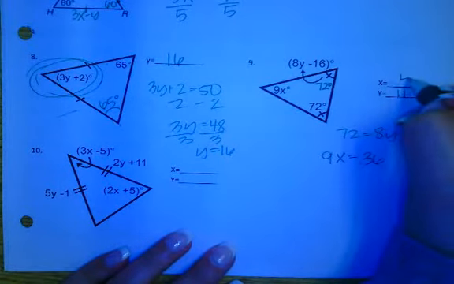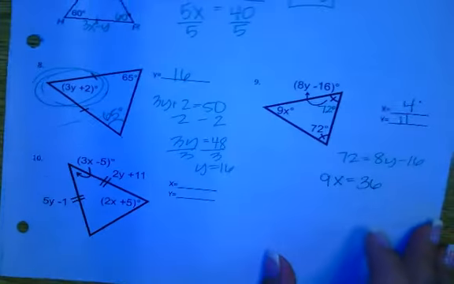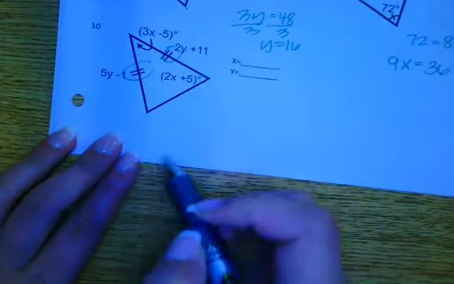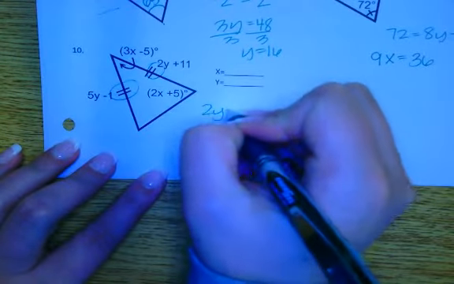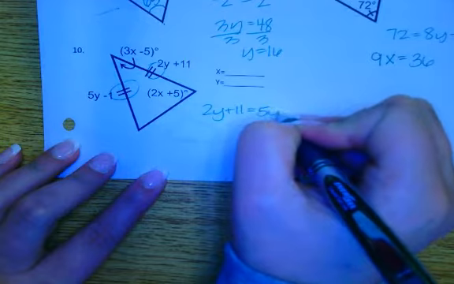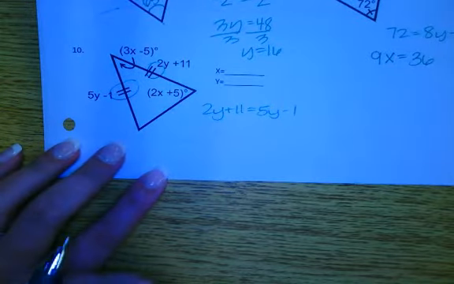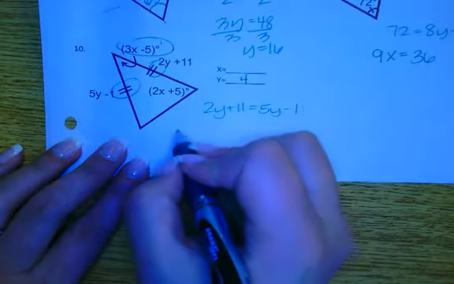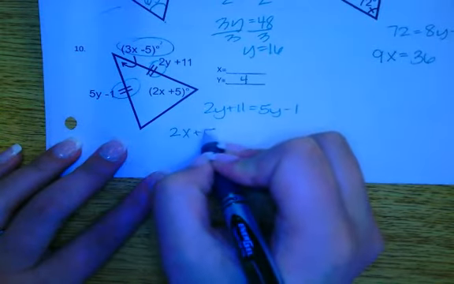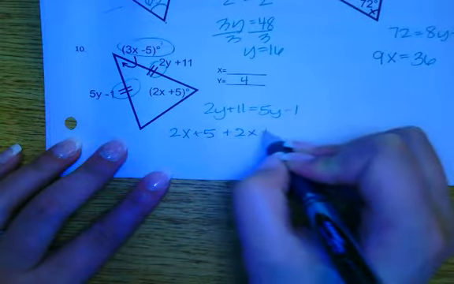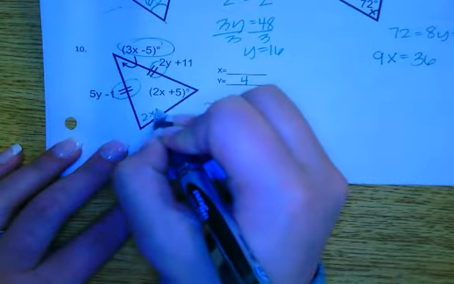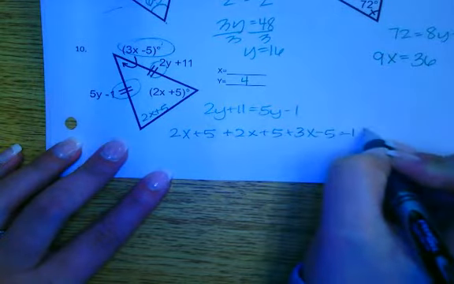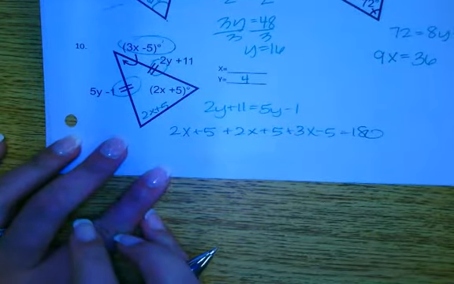For 10, okay, you know that these two sides were congruent, so hopefully you set these two equal to each other. Okay, so what did you get for y? 4. And then how did you solve for x? 2x plus 5 plus 3x minus 5 equals 180. Okay, so you added up both of your base angles with your vertex angle and set it equal to 180. When you combine all your like terms and solve, what did you get for x? 25.